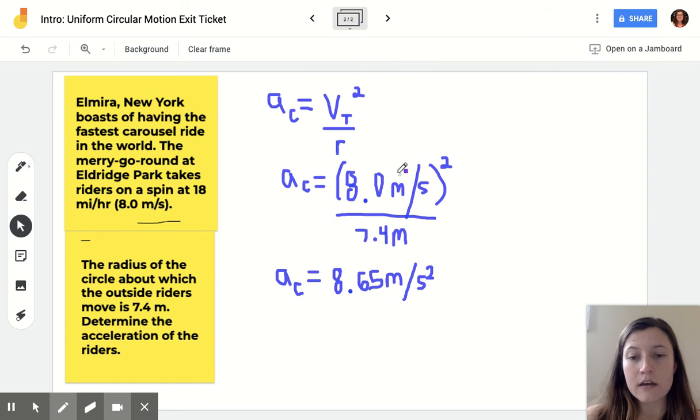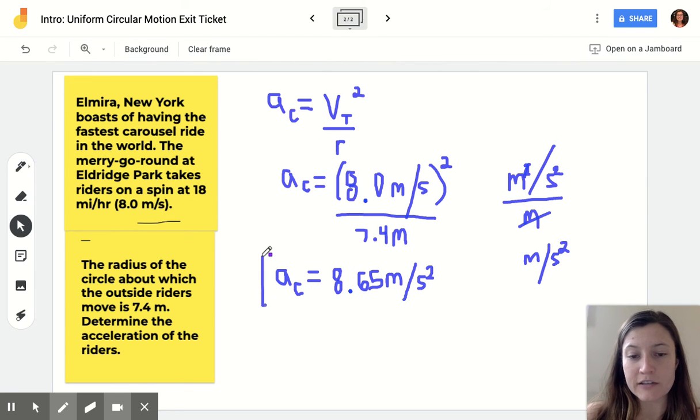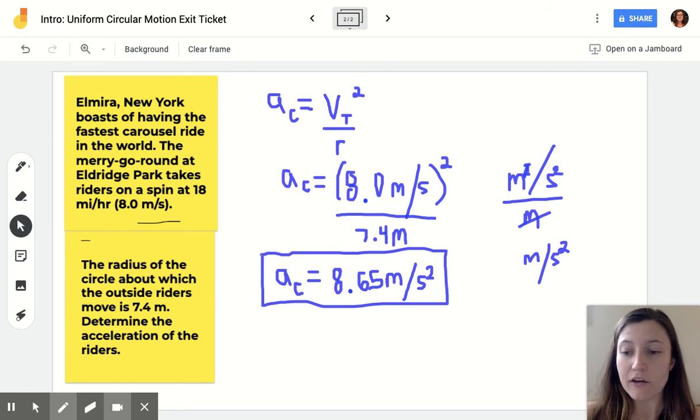Okay, so looking at our system of units here, we have meters per second, and we're going to square that. So we have meters squared per second squared, and we're dividing that quantity, or that system of units, by meters. One of the meters will cancel, and we'll be left with meters per second squared, which are the units for acceleration. So we know that dimensionally, our answer is accurate.